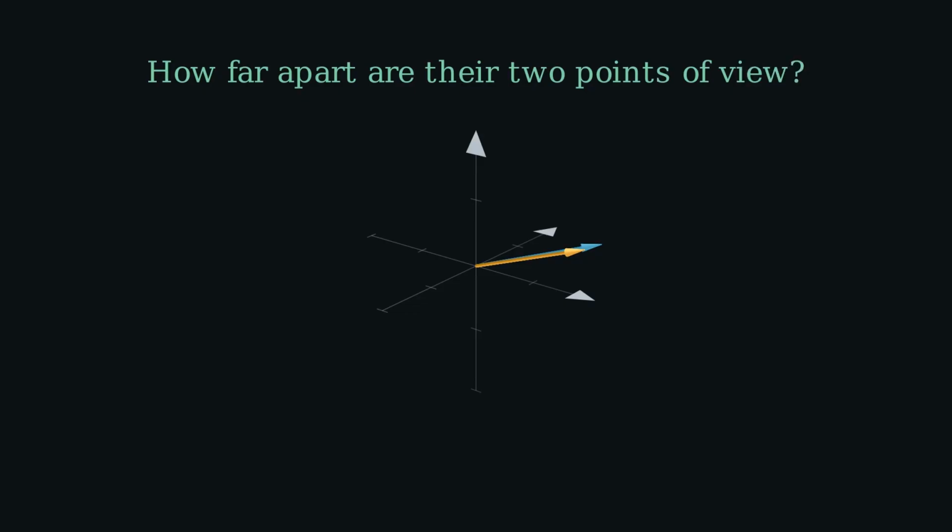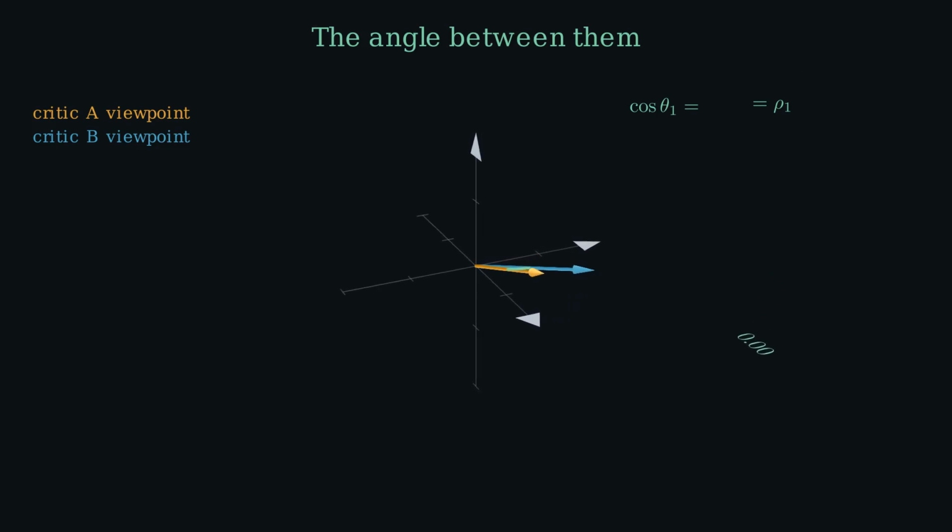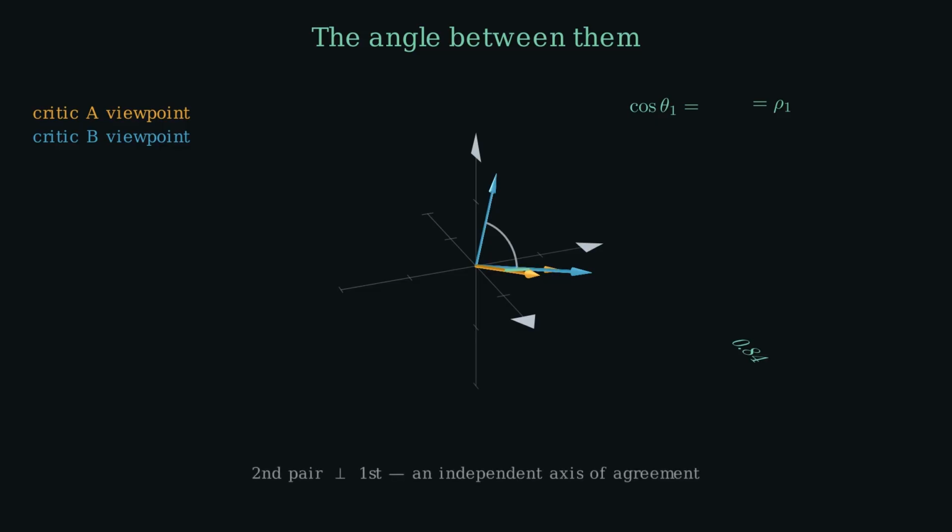How far apart are their 2 points of view? Those 2 directions sit at an angle, and here's the payoff. The canonical correlation is exactly the cosine of that angle. A small angle, cosine near 1, means strong agreement. In symbols, rho equals cosine theta, where theta is a principal angle, literally how far apart the 2 viewpoints sit. To a machine learning ear, it's the cosine similarity of the aligned axes.